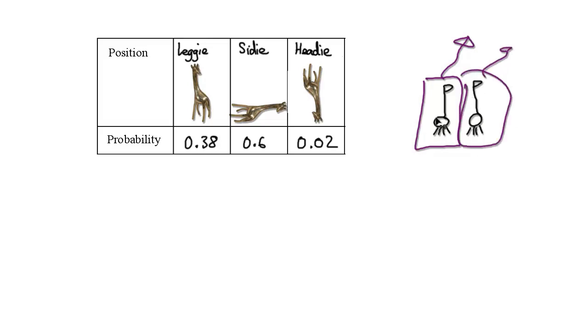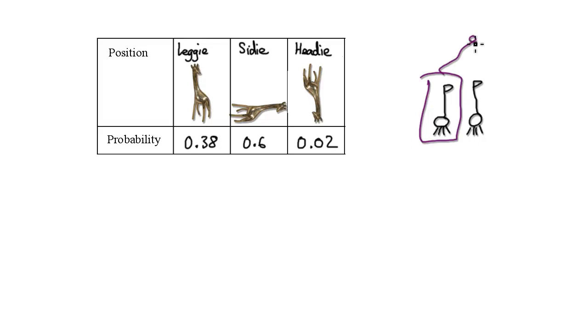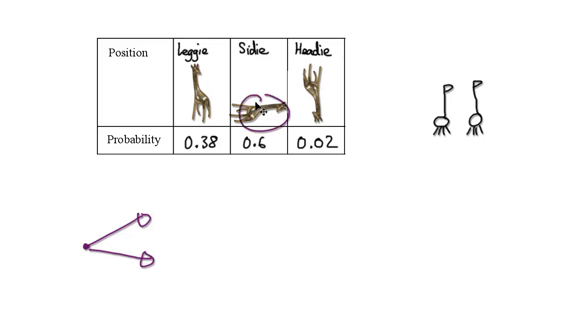So on your first die, you could ask yourself, what could happen? You're here at the moment. You roll your first die. It could only land on one of these three positions because all these probabilities add up to 1. So it could land on leggy, or it could land on sidey, or it could land on heady.